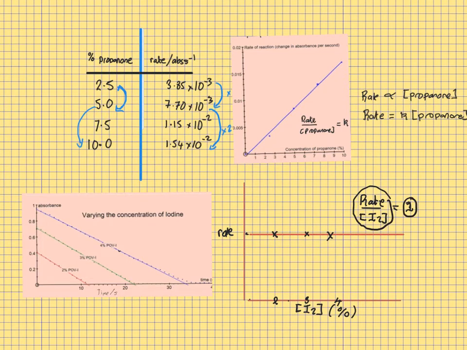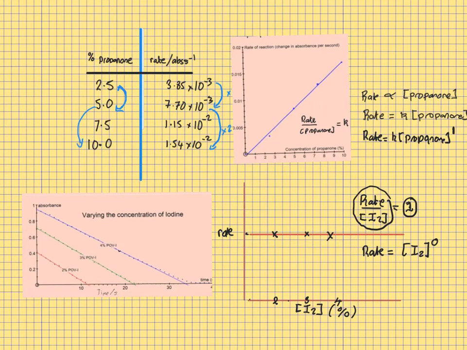And what we say is, in this case, the rate is equal to the concentration of iodine to the power 0, because anything to the power 0 is 1. The rate is not affected by the concentration of iodine. However, in the case of the propanone, we can say that the rate is proportional to the concentration of propanone to the power 1.